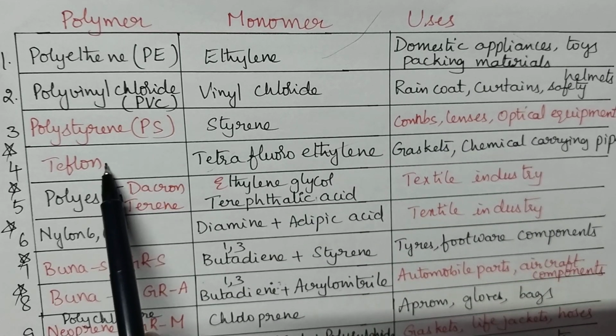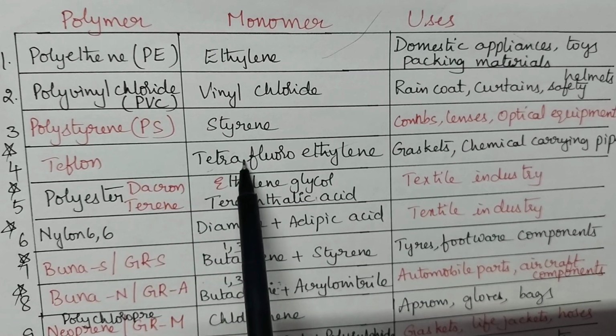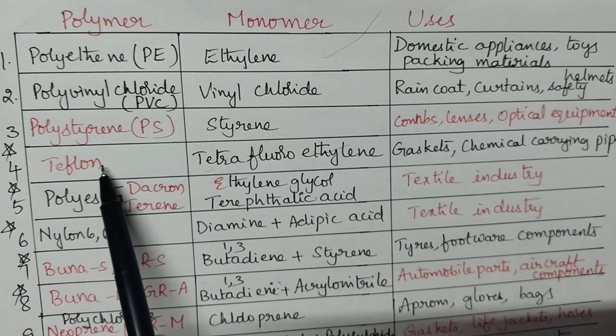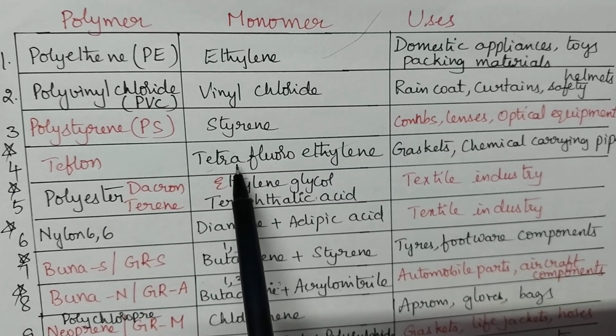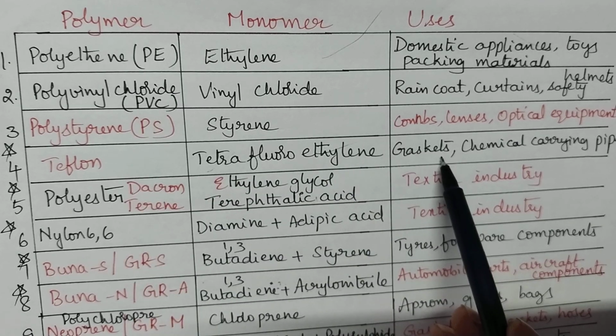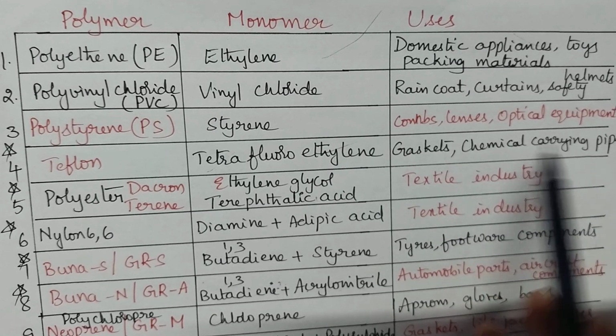Coming to the Teflon, Teflon is prepared from tetrafluoroethylene. So what is the monomer present in Teflon, students? It's tetrafluoroethylene. And what are the uses of Teflon? Teflon is mainly used for the preparation of gaskets, chemical carrying pipes.